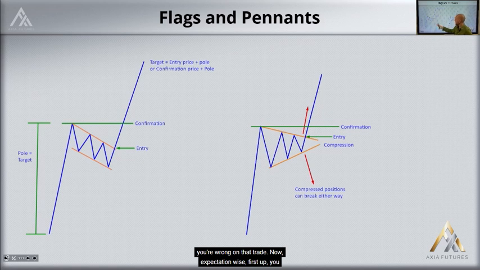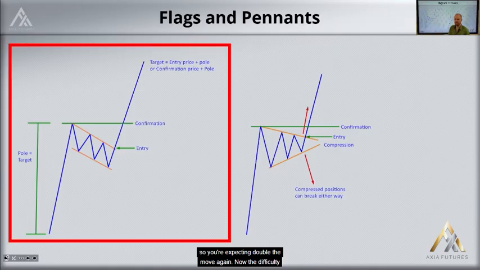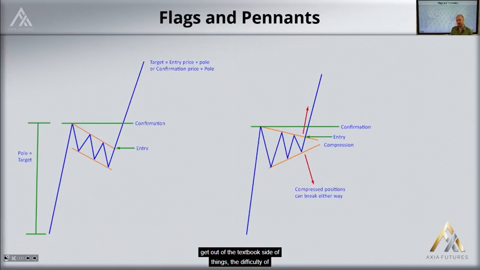Now, expectation wise, first up you get the theoretical target, which is the height of the pole. So you're expecting double the move again. Now, the difficulty when you think about the practicalities of trading, so get out of the textbook side of things, the difficulty of reaching the target here is that there's already a lot of buying happened. So you need to find the same amount of additional buying to keep this move going.